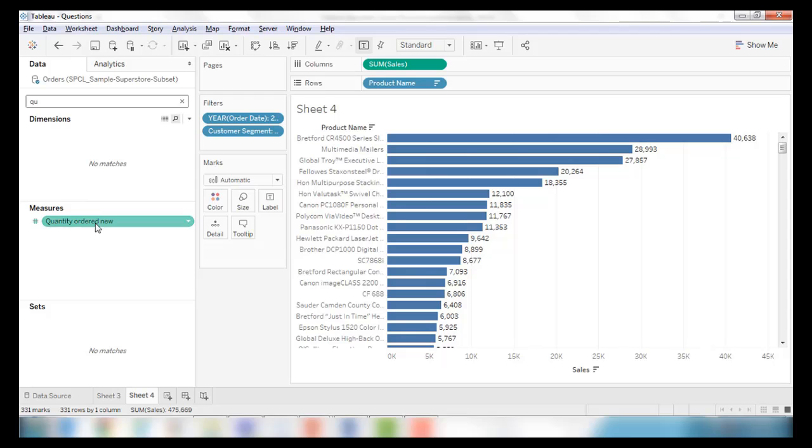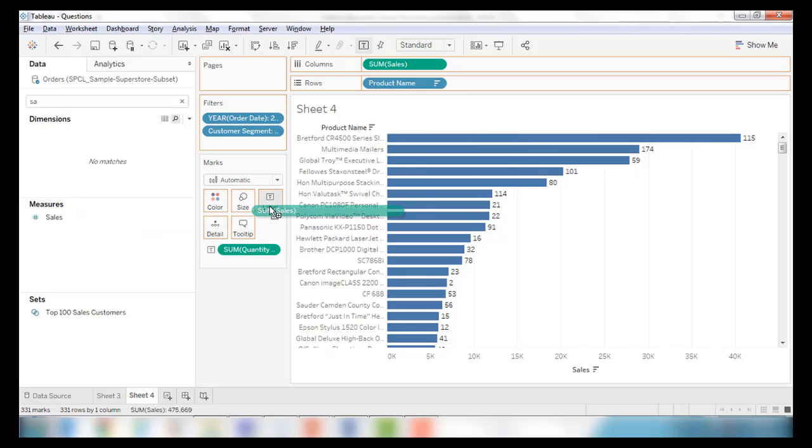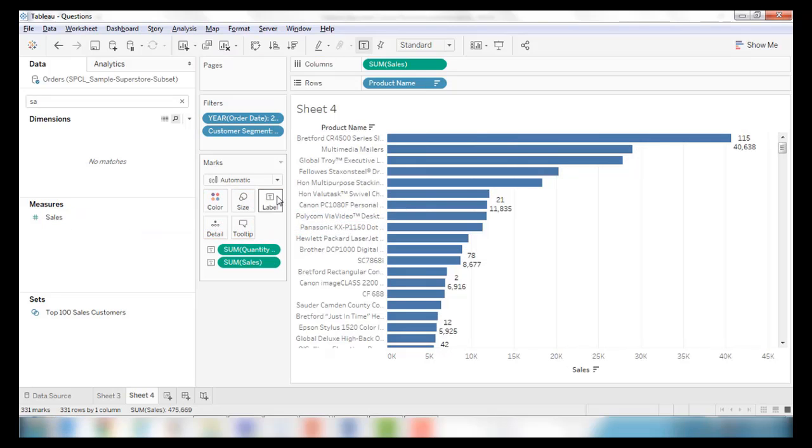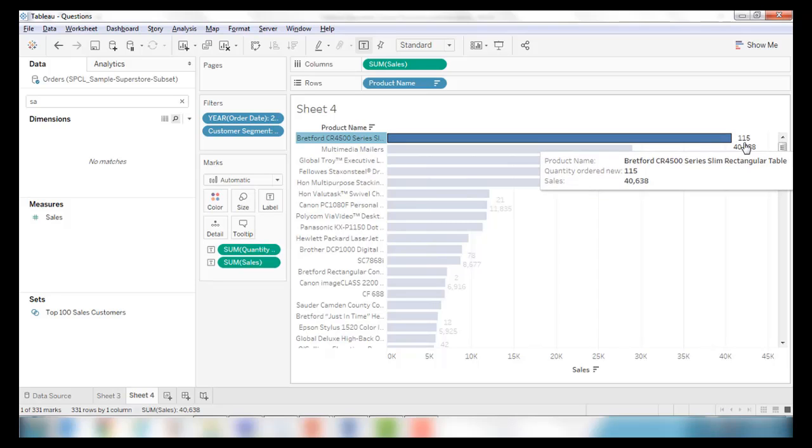ordered. If we put the quantity here along with this, it's 115, and if we enable the sales as well along with this, so Bradford CR 4500 series is the product which is having the highest sales, and the quantity ordered against highest sales is 115. So this is the required answer for this question.